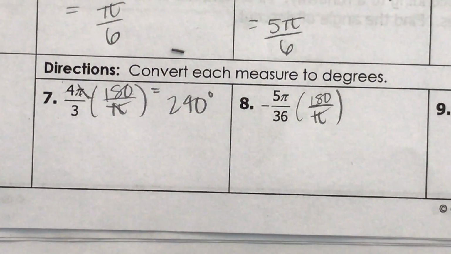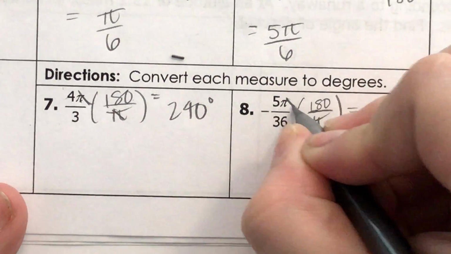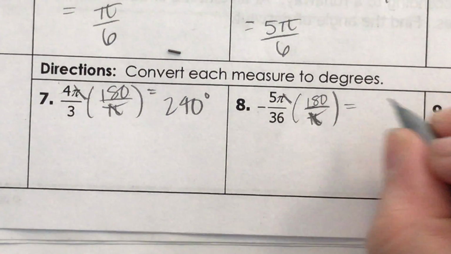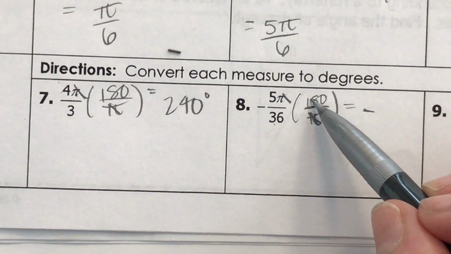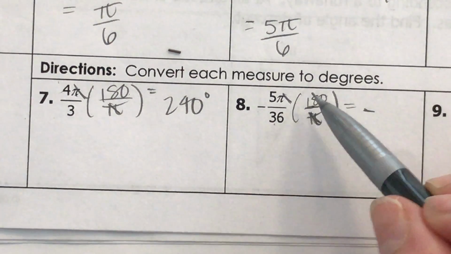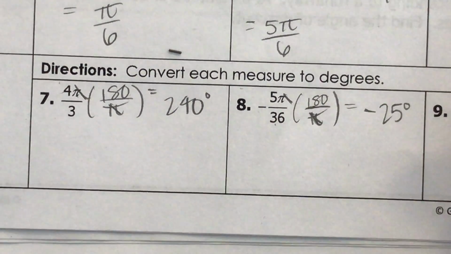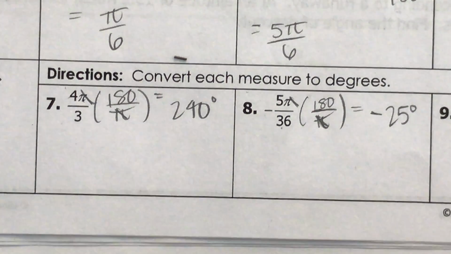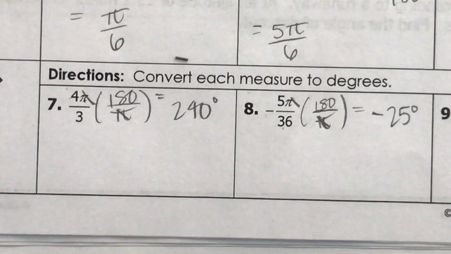Okay, so basically the pi's cancel out. We know that. We're going to have a negative degree, because it's negative. 36 goes into 180 5 times, and 5 times 5 is 25, negative 25 degrees. So that's the difference between radians and degrees, and that's how you convert them back and forth. In the next video we'll talk about coterminal angles.